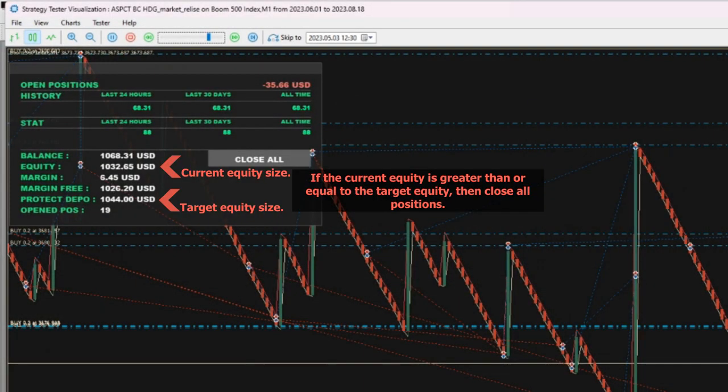If the current equity is greater than or equal to the target equity, then close all positions.